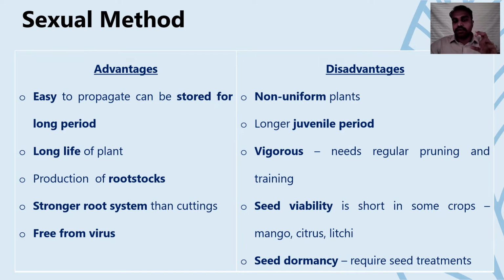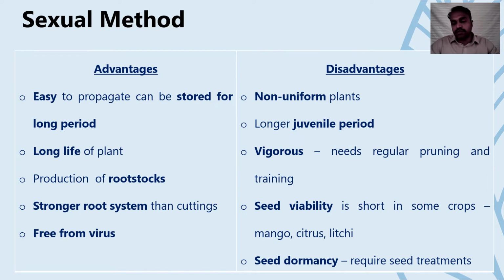Seed viability is the time period for which the seed can germinate. For example, in some of the crops it is so short, like mango, citrus, and lychee. The seed viability period could be for days. So you have to plant within that period. Only then will you have germination. You will have a plant ready, or else it's of no use. It won't germinate.